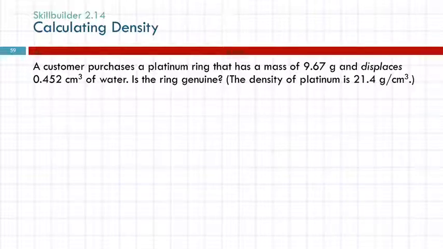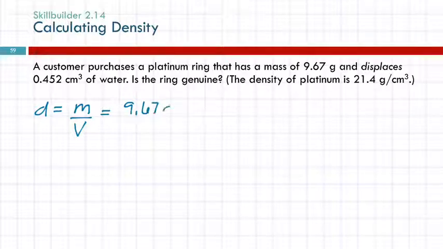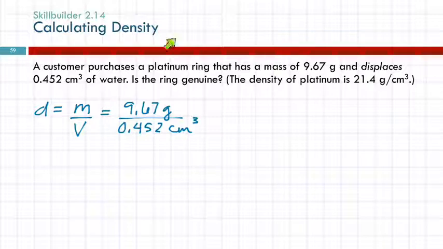So to calculate density, density is mass over volume. What's the mass of the ring? 9.67 grams. What's the volume? 0.452. We got to get the units in there, cubic centimeters. Now, it might be a little confusing. Displaces this much water, what the heck is that?